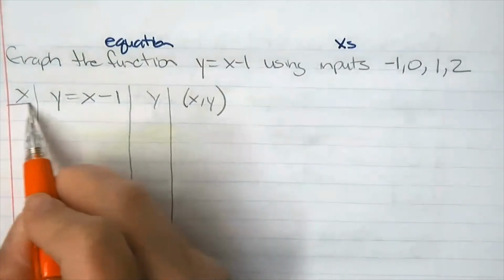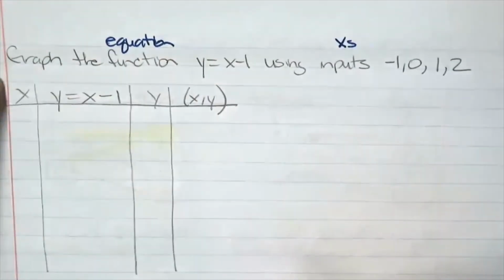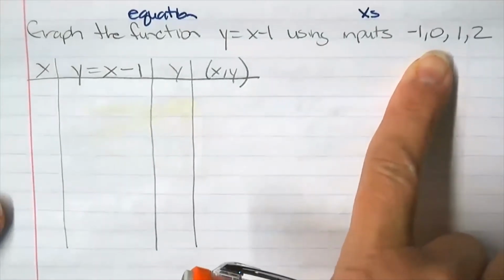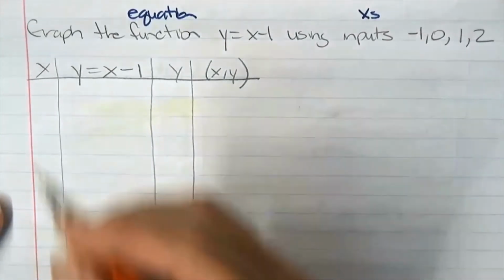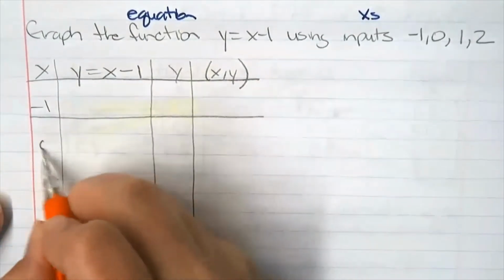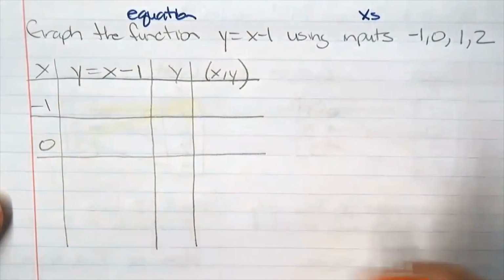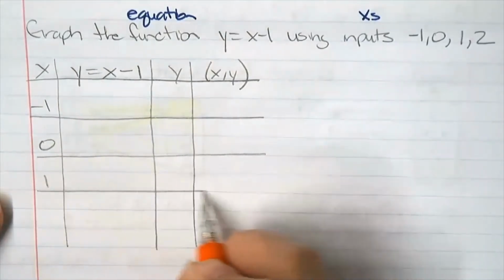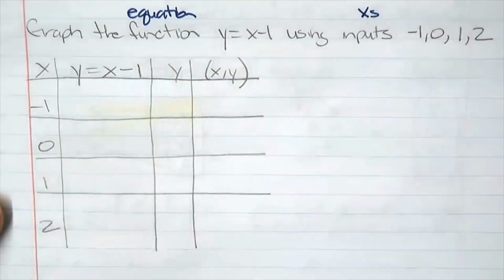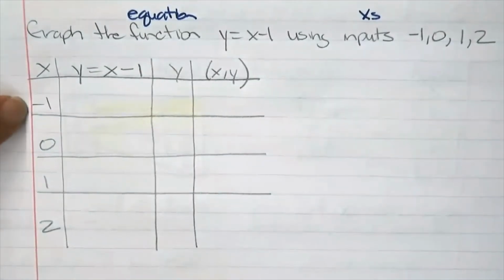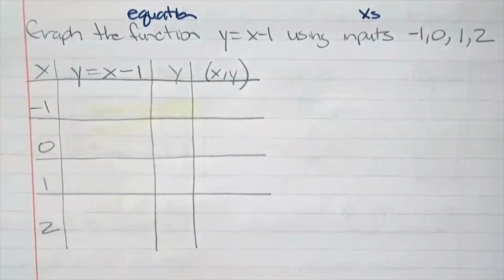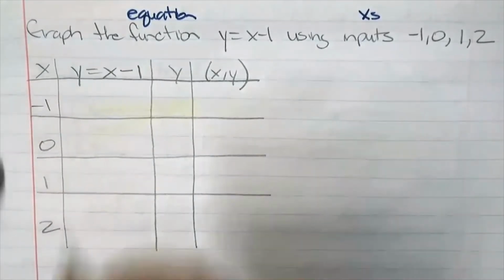And instead of us picking our x, they're telling us which x's we need to use. So we need to use -1, 0, 1, and 2. So they're giving us our x's, but I want you to notice there's a negative, a 0, and a positive. So now it's just substitution.